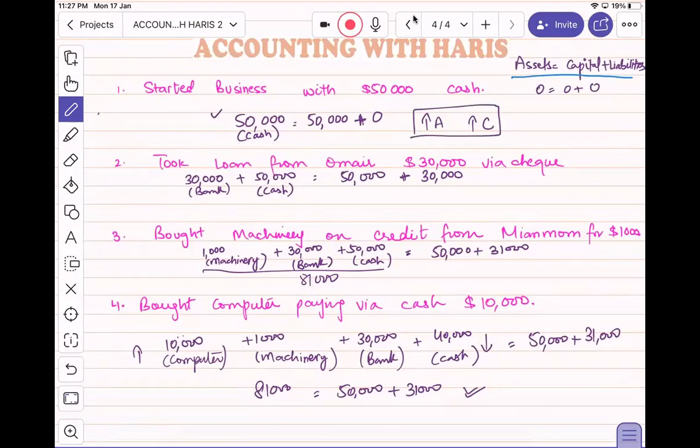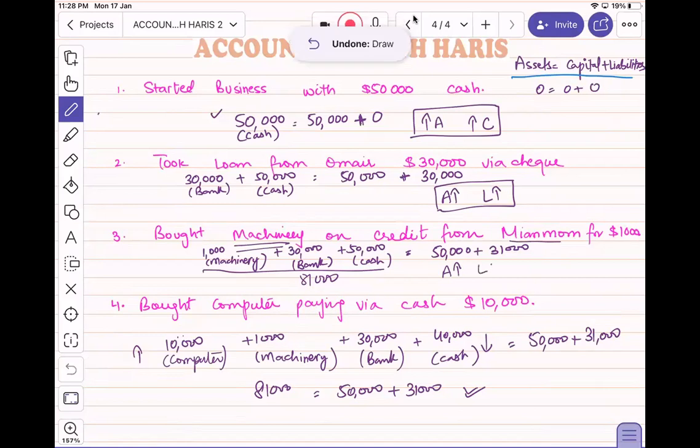And if you look at the second transaction, business received money via check. So assets are increasing here, but this time it was a loan from Omer, so your liabilities are also increasing. Now, if you buy machinery on credit from Mia Mom for $1,000, machinery is an asset for you, so assets are increasing, but since you bought this on credit, your liabilities are also increasing.